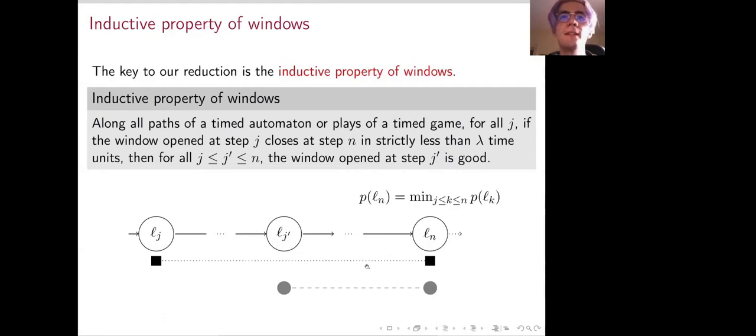Intuitively, what happens is that if we open a window at step j and close it at step n, then necessarily the smallest priority between steps j and n will be that of location ln. Thus, if we open a window later down the line, say at some step j', when we reach n, the minimum between positions j' and n will be the priority of ln, and thus the window will have to have been closed by that point in time, given that less than lambda time units elapse.